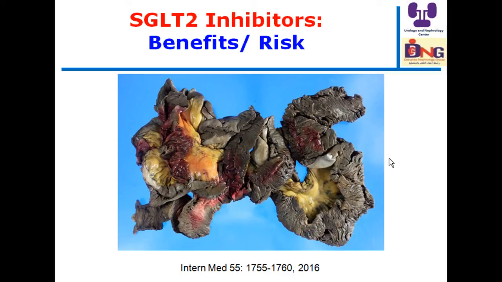Again, we should avoid using this drug if serum creatinine is high and GFR is low, and the majority of drugs need a good GFR above 60 ml per minute, at least 30 ml per minute. If GFR is less than 30, this is a contraindication for this class. If there is active UTI, it's a contraindication. If there is dehydration, it's a contraindication. Type 1 diabetes still is not approved to be used at this point.